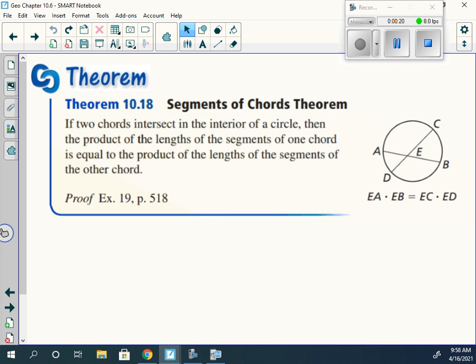If two chords intersect in the interior of a circle, then the product of the lengths of the segments of one chord is equal to the product of the lengths of the segments of the other chord. So we'll multiply their two segments together. So we're going to be multiplying AE and EB by EC and DE. So the two parts of each line we multiply together, and they would be equal.